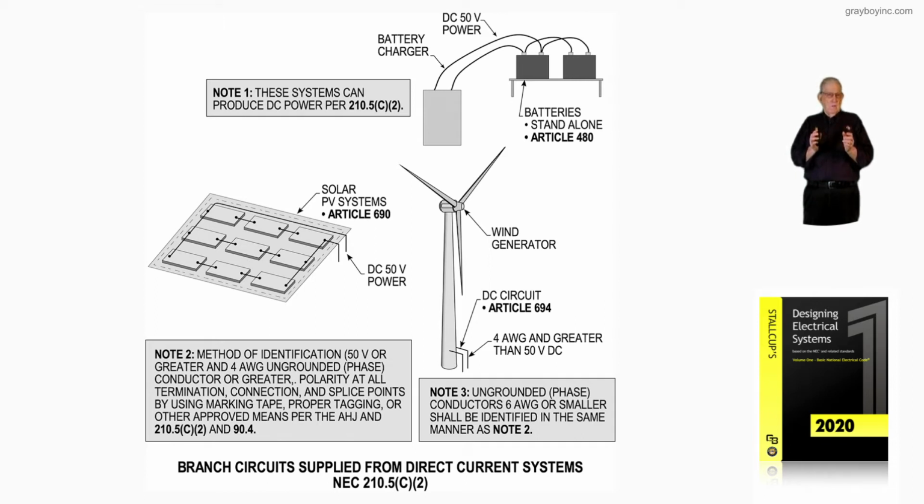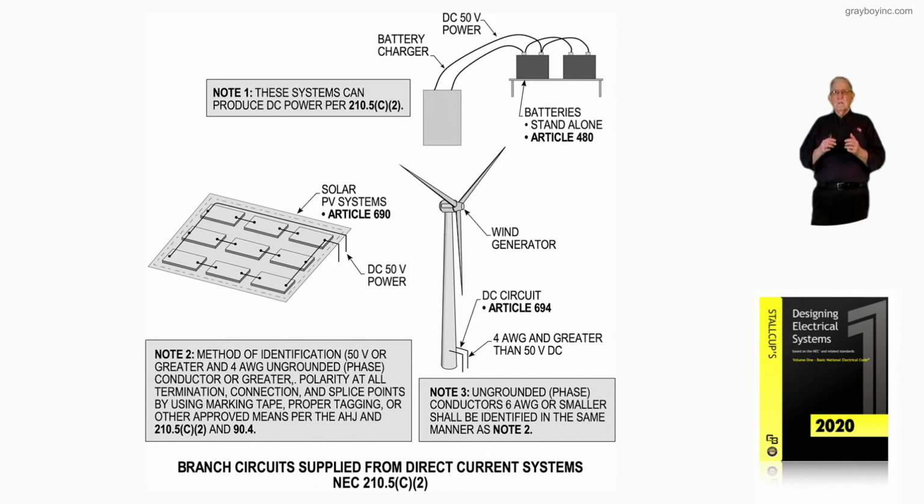Now, sometimes I don't like that, but somebody has to approve your system before the owner accepts the installation. Now, notice note 3 talks about ungrounded phase conductors, number 6 or smaller, which should be identified in the same manner as note 2. Now, we have notes 1, 2, and 3 identifying the minimum requirements.